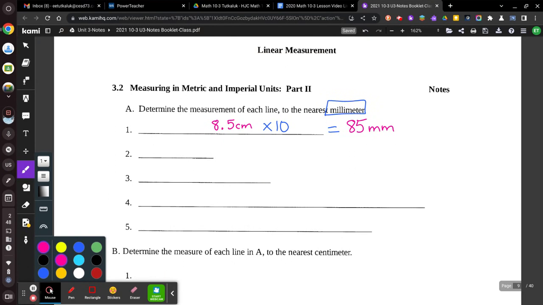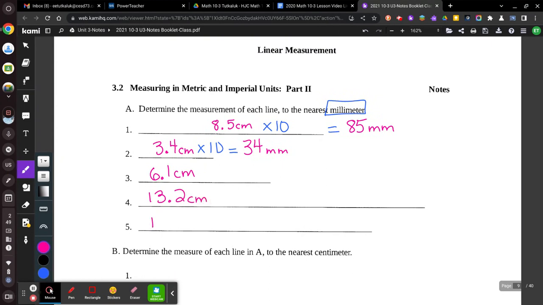The next one, number 2, gives us 3.4 centimeters. Again, we are going to times by 10 to find the millimeters, which gives us approximately 34 millimeters. Number 3, 6.1 centimeters. I'm going to start writing the totals. I want you guys to find millimeters for me. 13.2 centimeters. 10.8 centimeters.